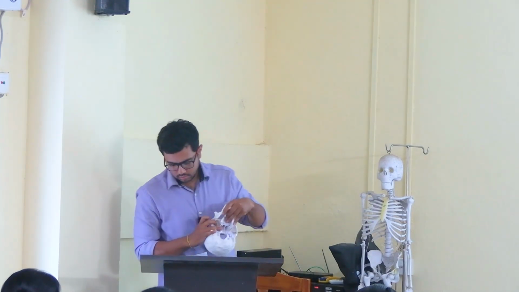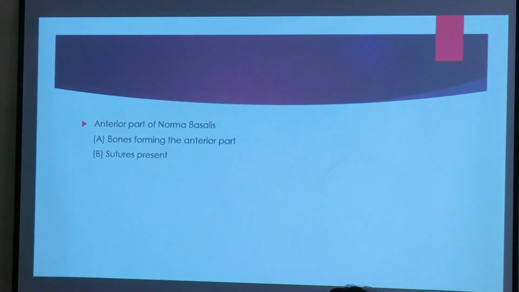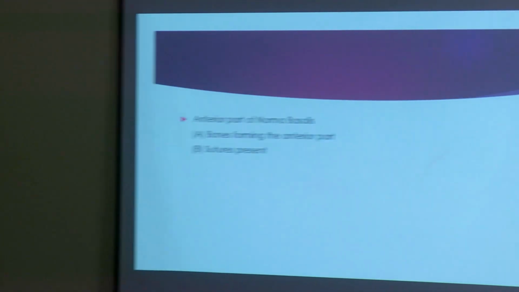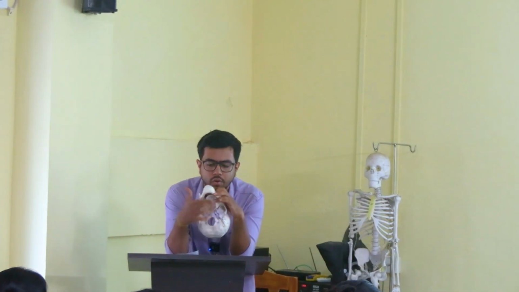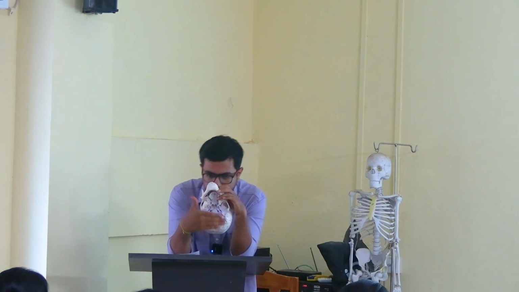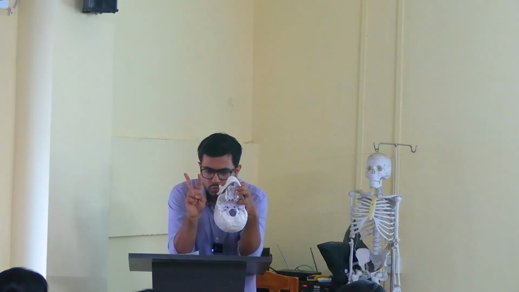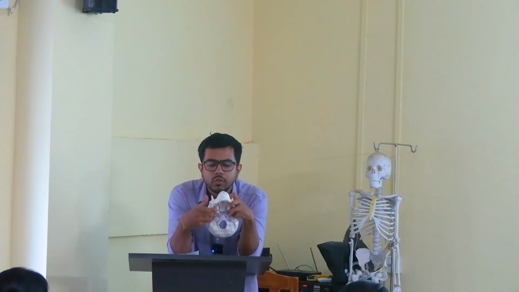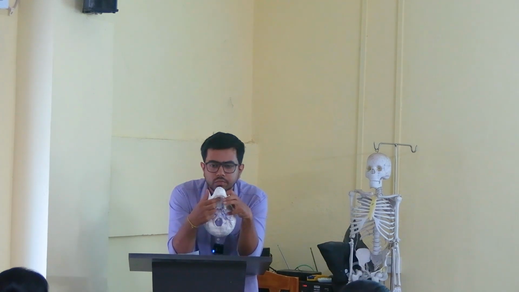Now we will learn about the easiest part and the first part, that is the anterior part. As I have told you, the anterior part is the part lying in front of the imaginary transverse line drawn on the posterior free margin of the hard palate. This anterior part is made up of two bones, the maxilla, forming the alveolar arch.